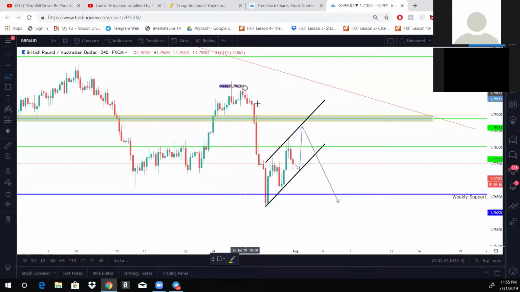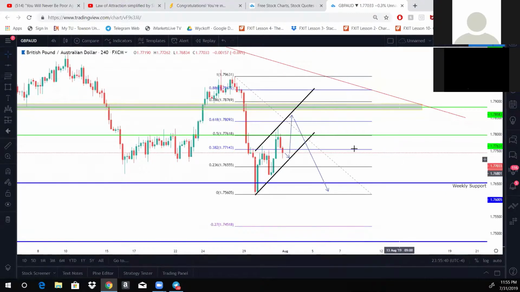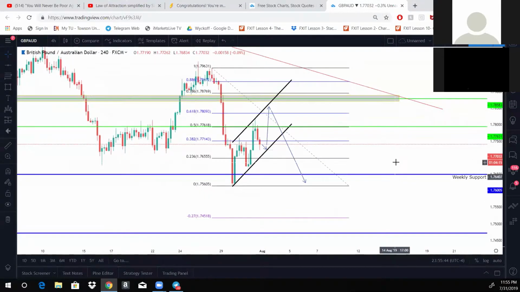So right here, you see between 50 and 61.8. So you create the confluence. You look for more confirmations that will give you more confidence in selling this. Does that make sense?